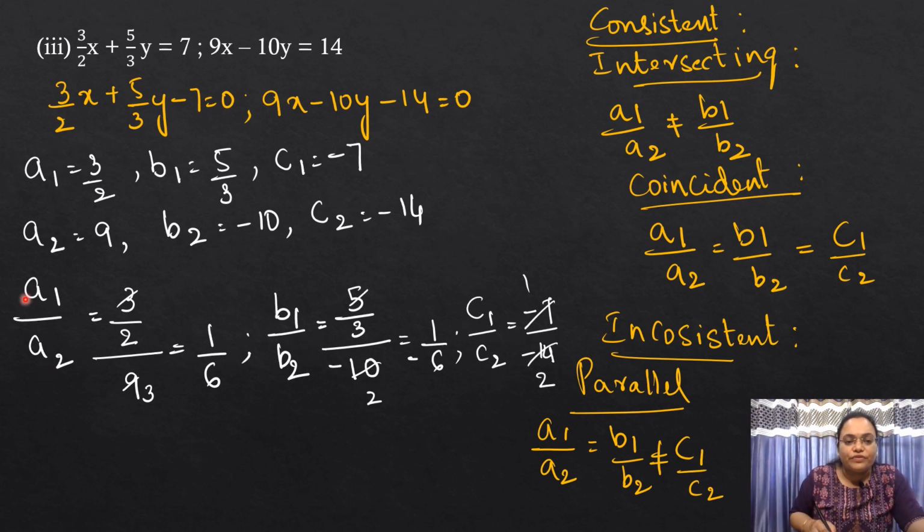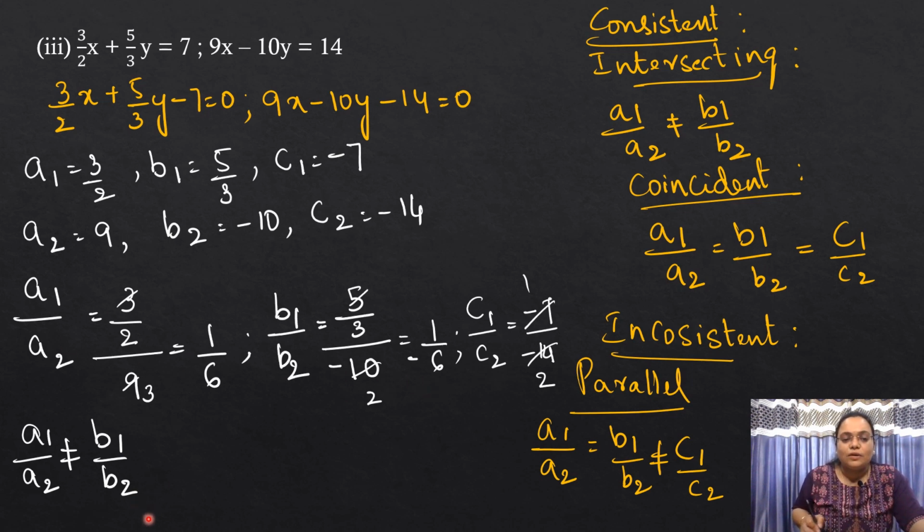Okay. So if you see, this is A1 by A2, we have got 1 by 6. B1 by B2, we have got 1 by minus 6. C1 by C2 is 1 by 2. Correct? So if you see all the three ratios, we can say that A1 by A2 is not equals to B1 by B2. Yes, so these two ratios are not equal.